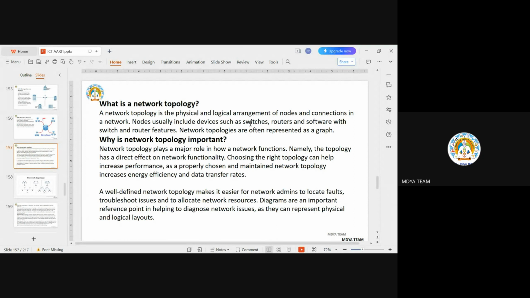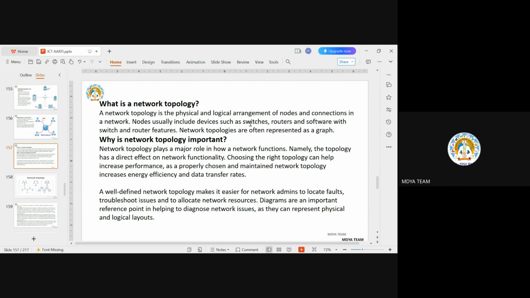Why is network topology important? Because network topology plays a major role in how a network functions. The topology has a direct effect on network functionality. When you connect the computers, in some connections there is a need of the bus topology, in some the star topology, and somewhere the ring topology. So according to the network functionality, you use that topology.